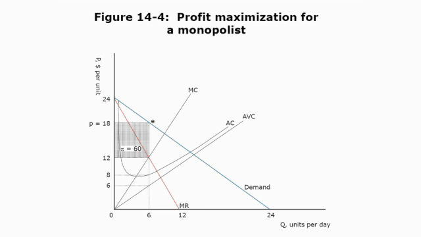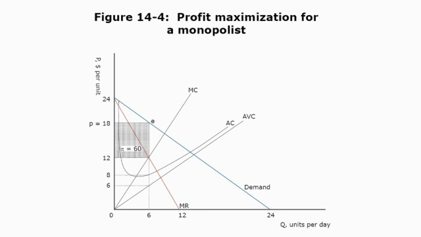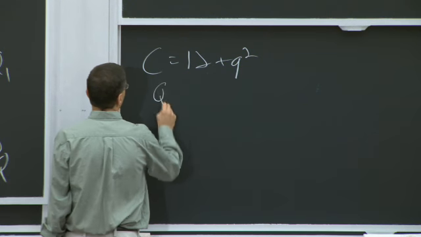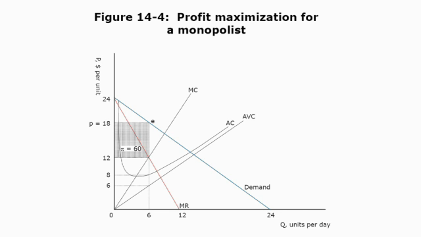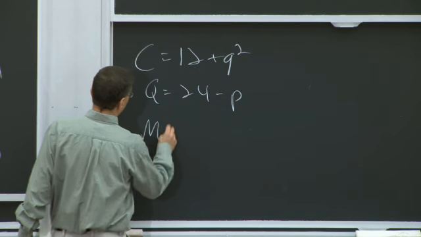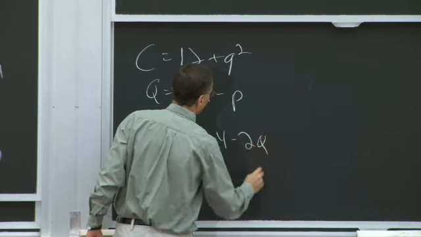This is a case where the cost function is 12 plus q squared. That's the cost function. And the demand function, as before, is q equals 24 minus p. So that's what's graphed here. Now, recall the rule that profit is maximized where marginal revenue equals marginal cost. Well, we know marginal revenue. We derived that above, it is 24 minus 2q.